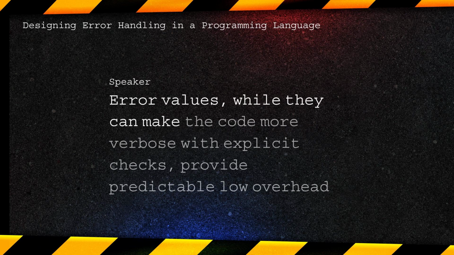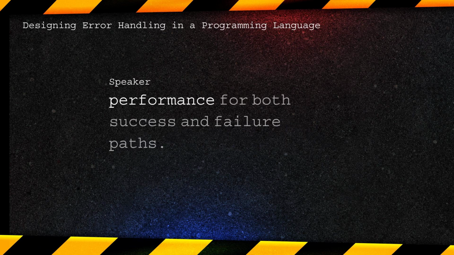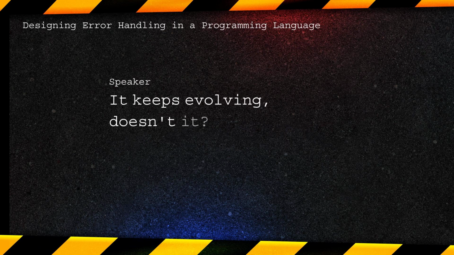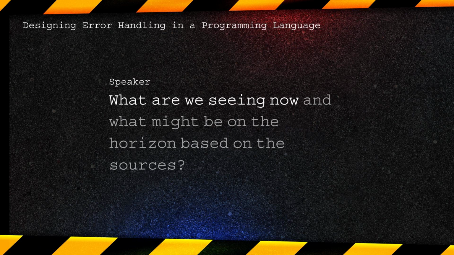Error values, while they can make the code more verbose with explicit checks, provide predictable low overhead performance for both success and failure paths. It really highlights that error handling isn't some static, solved problem in language design. It keeps evolving, doesn't it? What are we seeing now, and what might be on the horizon based on the sources?